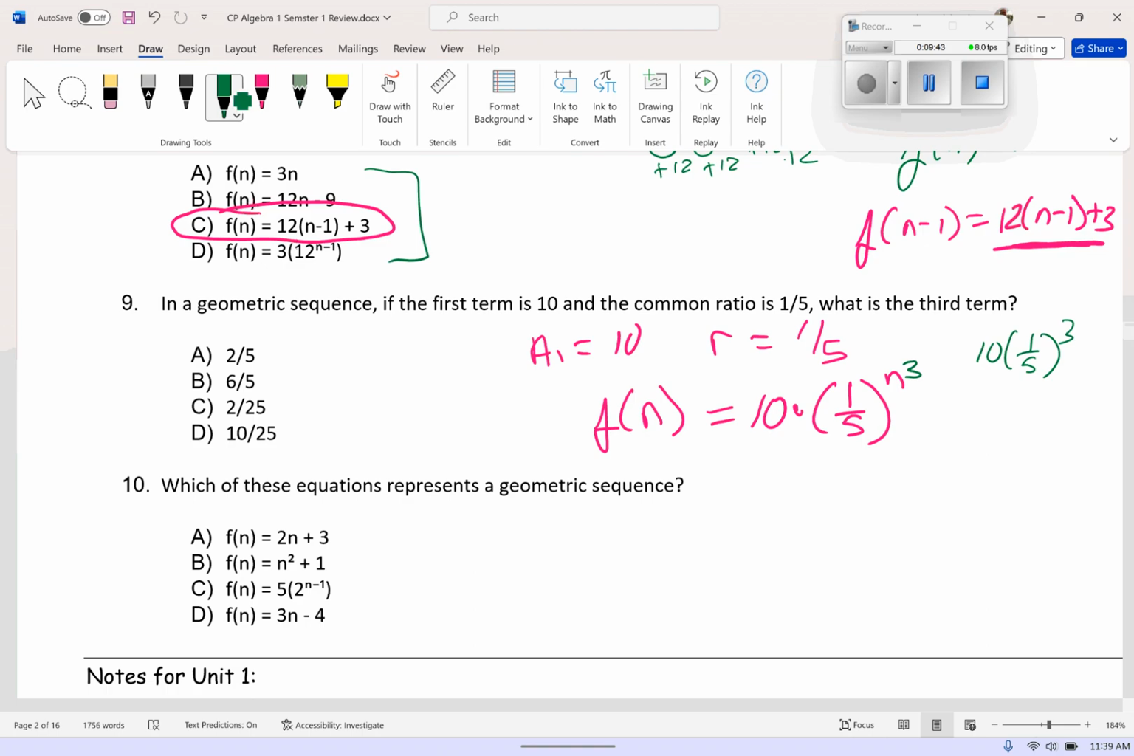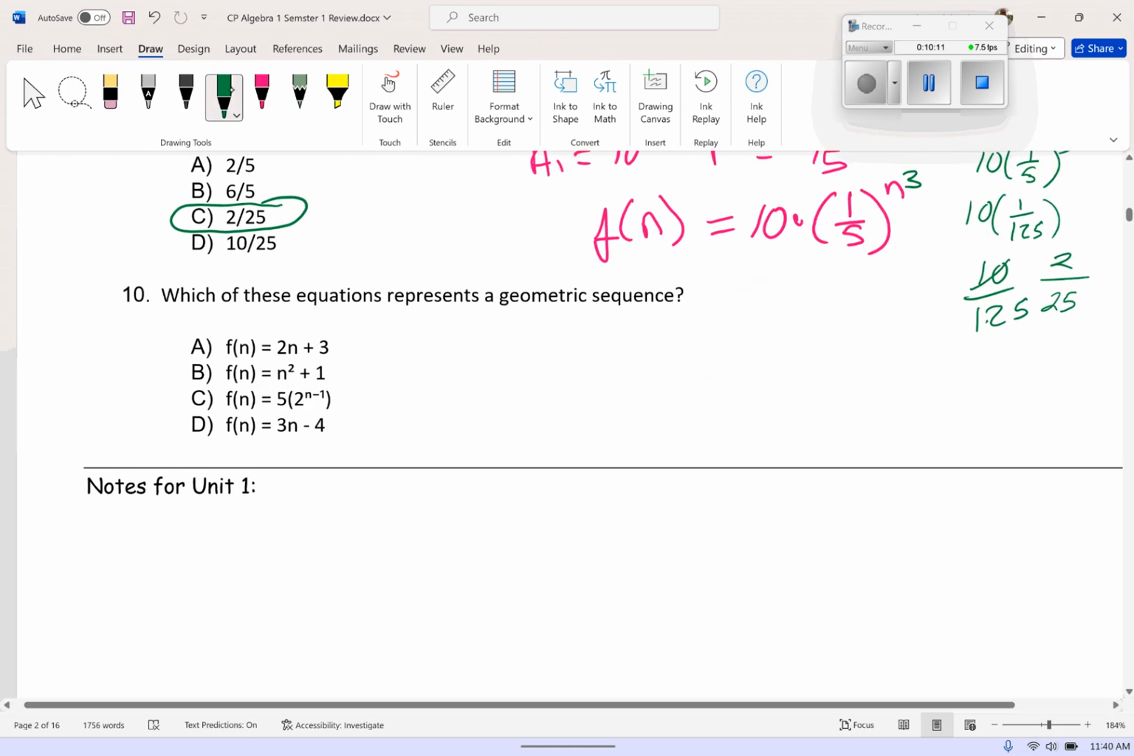So on a calculator, 1 times 1 times 1 is 1. 5 times 5 times 5 is 125. So I wind up with 10 over 125, and I bet you can reduce that. 5 goes into there twice. 5 goes into 125 25 times, so 2 over 25 has to be answer C.